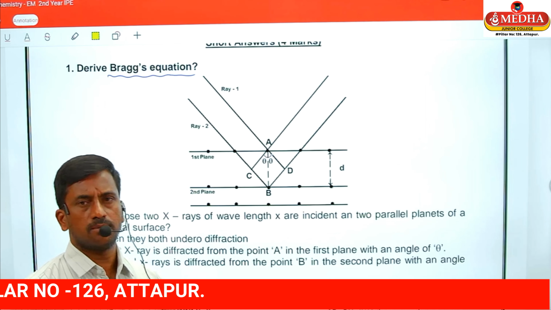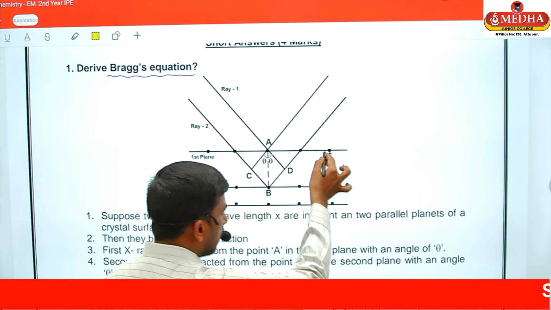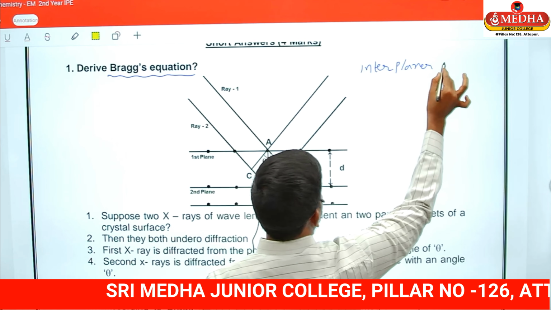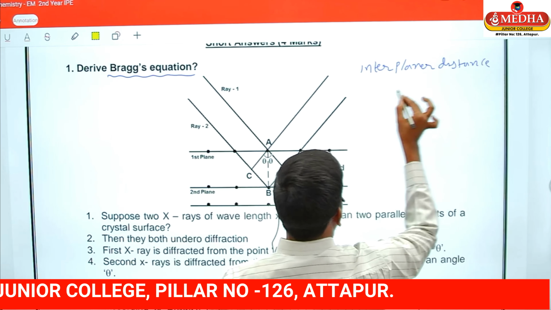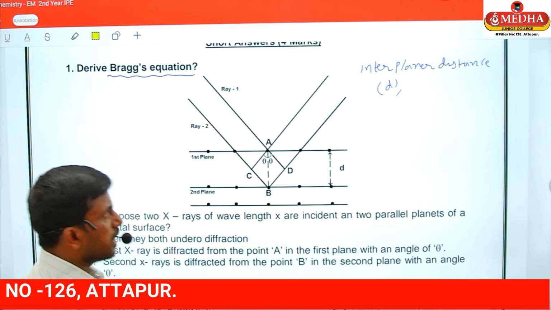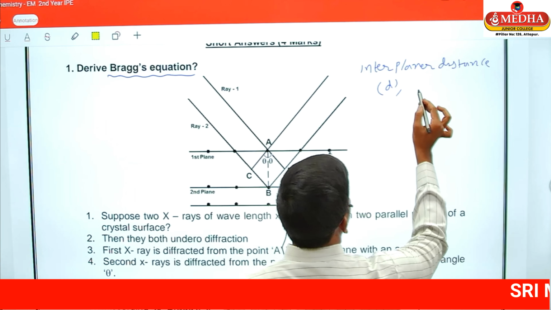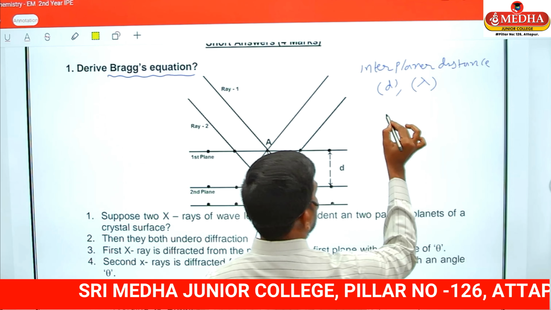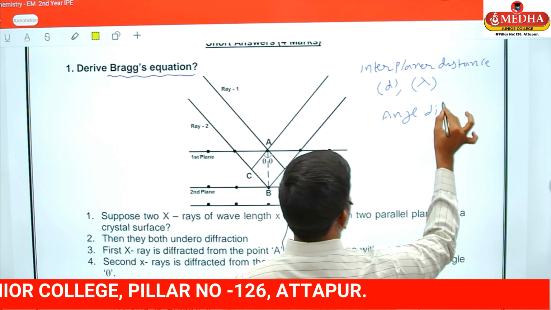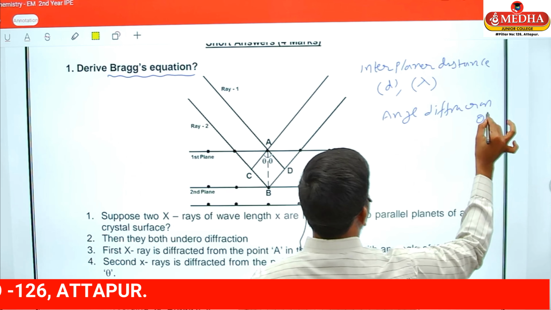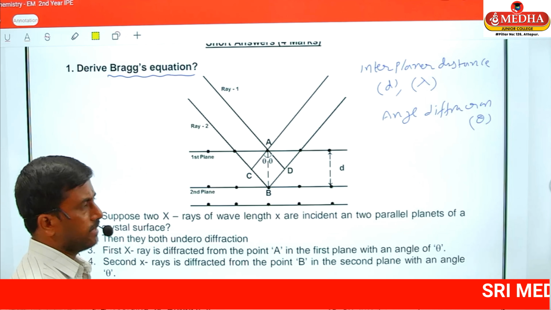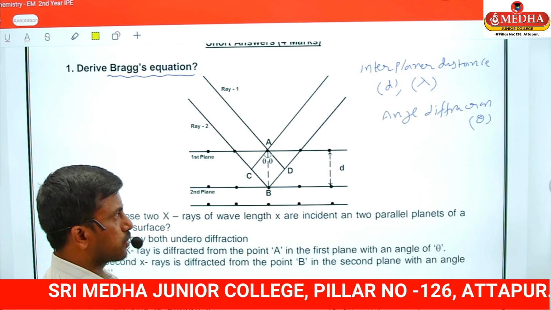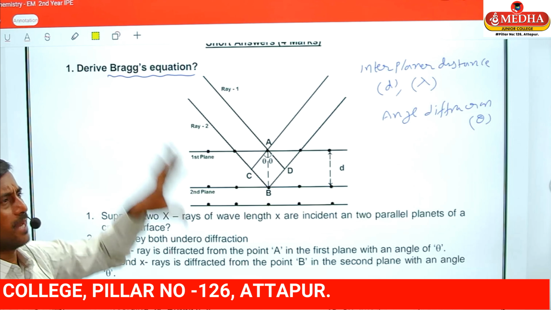Bragg's equation gives the relation between interplanar distance, denoted by the symbol small d, the wavelength of the X-rays, denoted by the symbol lambda, and the angle of diffraction, denoted by the symbol theta. Now, how to derive Bragg's equation?